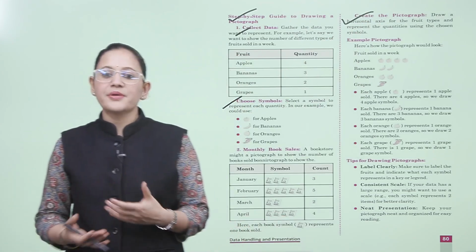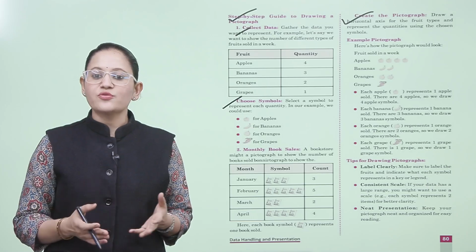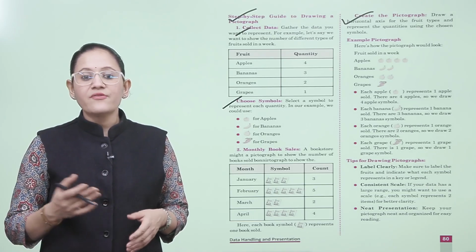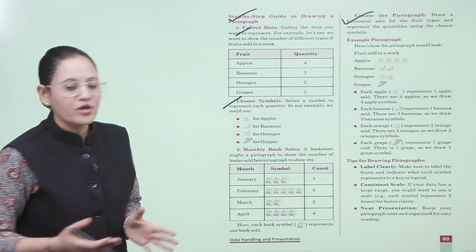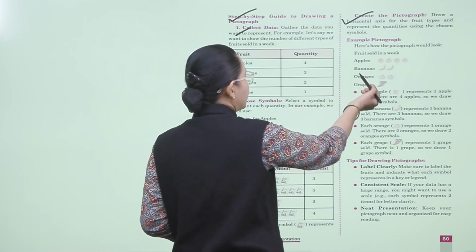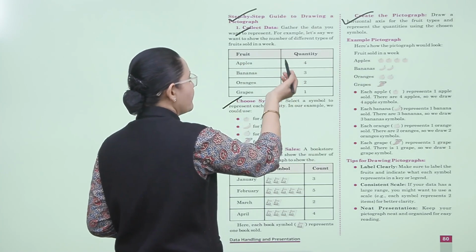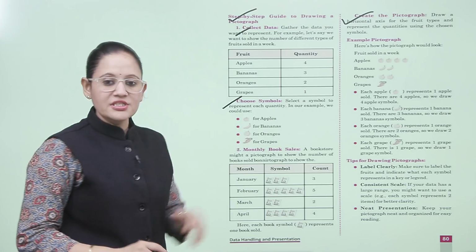So, how will you create the pictograph? To create the pictograph, draw the horizontal axis for the fruit type and represent the quantities using the chosen symbol. Example pictograph. Here is how the pictograph would look. Fruits sold in the week. The fruits are apples, bananas, oranges and grapes, and according to their given data, their quantity and the scale you choose, you will draw the symbol.